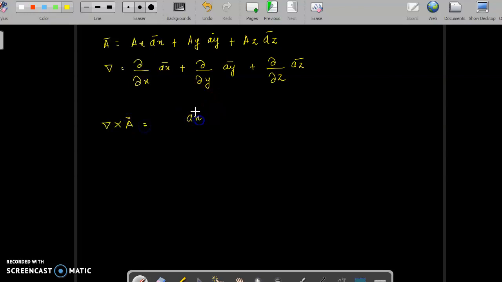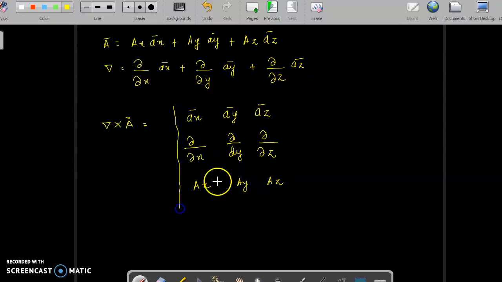And if you take the cross product of del and a vector, then you take it in a 3×3 matrix form. The first row is the unit vectors, the second row is the partial differentiation with respect to x, with respect to y and with respect to z, and the third row is the coefficients of the vector, Ax, Ay and Az. And then you need to take the determinant of this matrix.